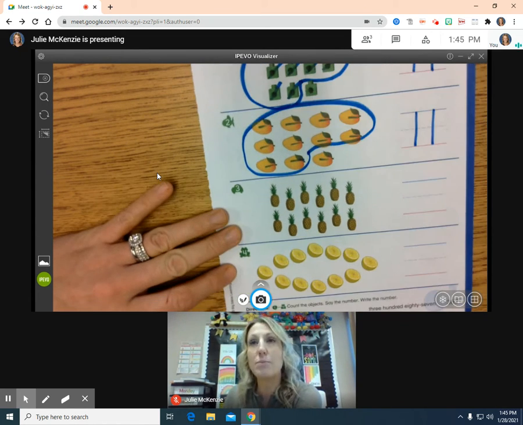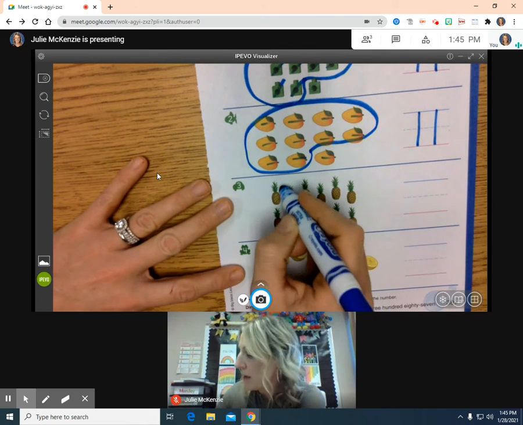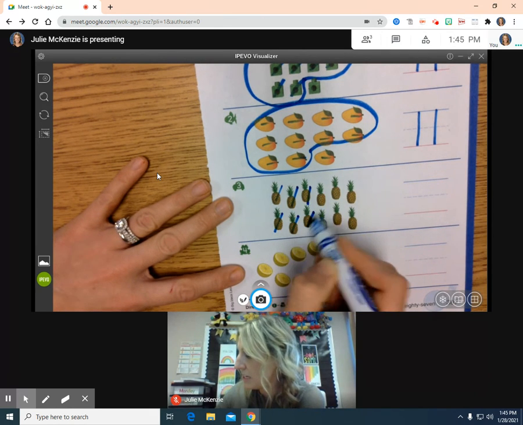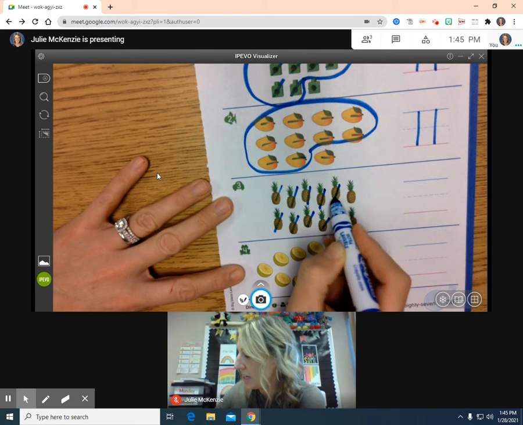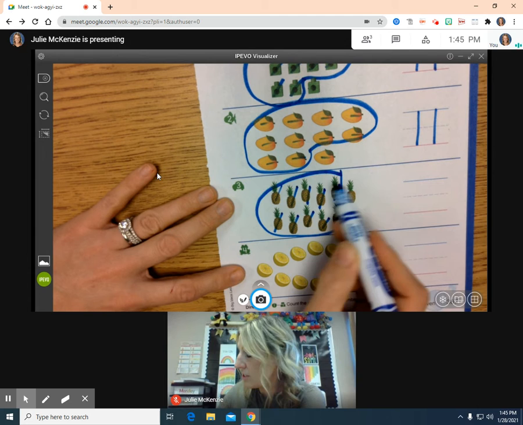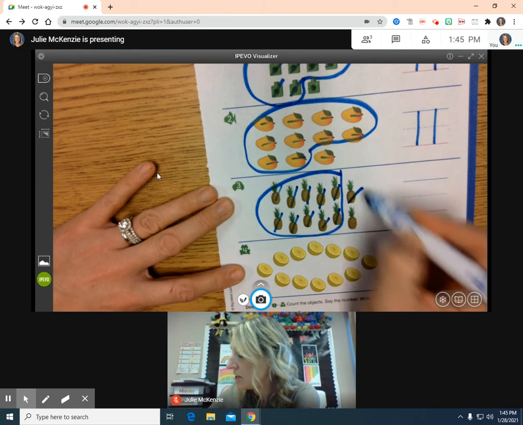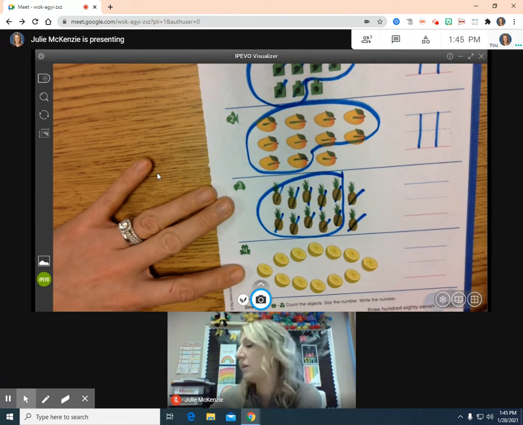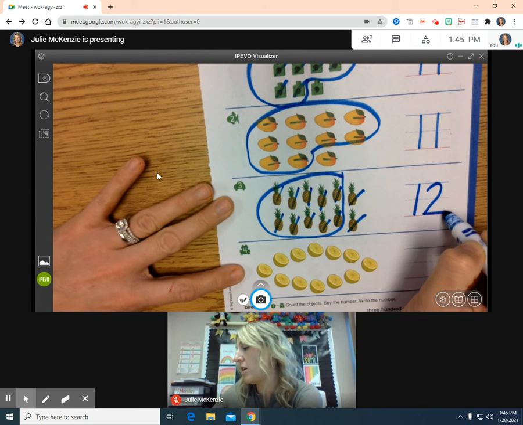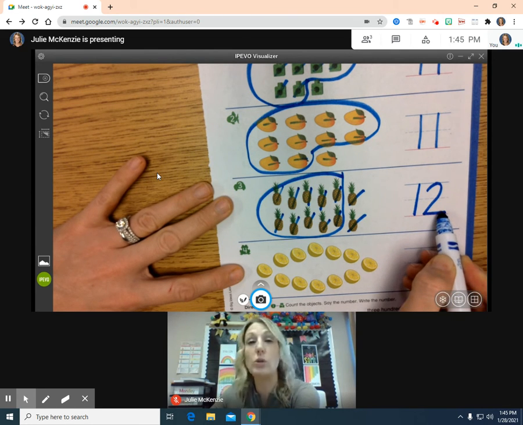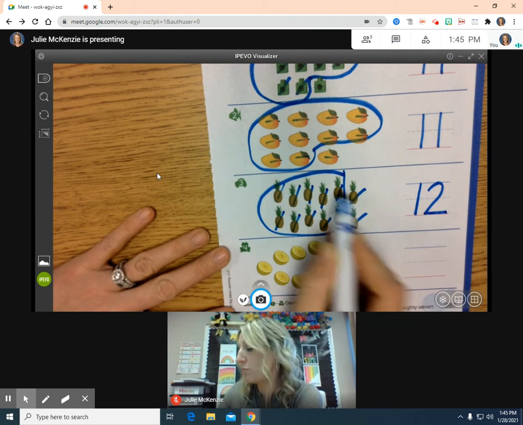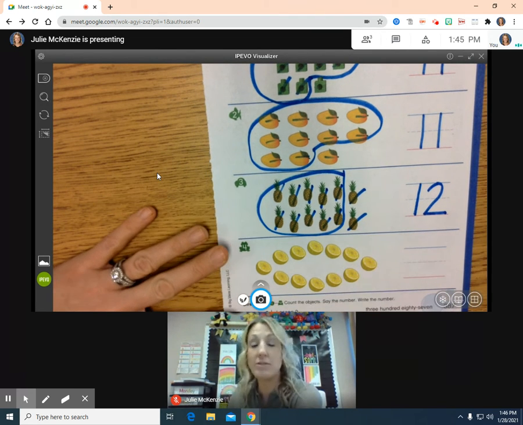Let's count those pineapples. 1, 2, 3, 4, 5, 6, 7, 8, 9, 10. Okay, keep counting. After 10 comes 11, 12. So I know that 12 is written with a 1 and then a 2. Side by side, they stick together. 12 is a group of 10 and 2 left over.